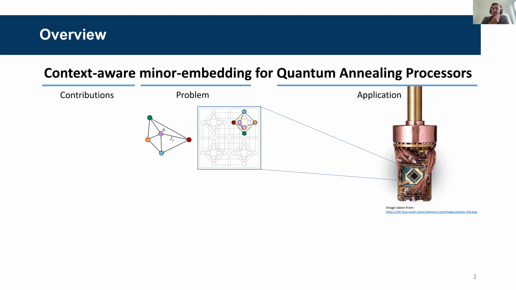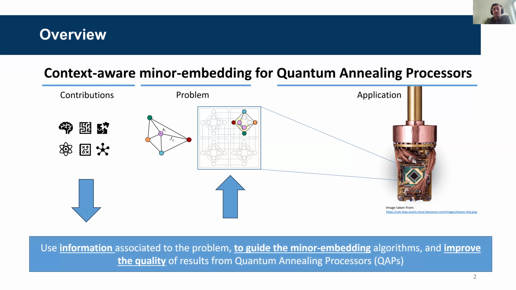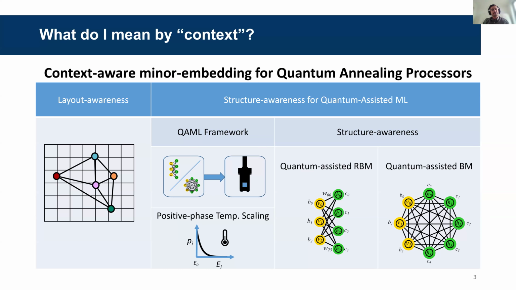I'll describe what I mean by context awareness in this scenario. In general, this means the use of information associated to the problem to guide the minor embedding algorithms and improve the quality of results from the quantum annealing processors. So what I mean by information here, or context, I have two types of it for this presentation. The first one will be layout awareness, and the second, structure awareness. So this awareness results in different ways that we can guide the minor embedding.